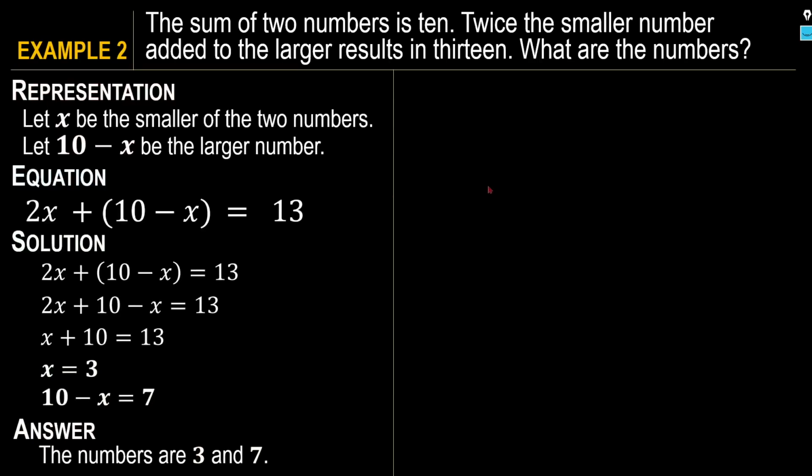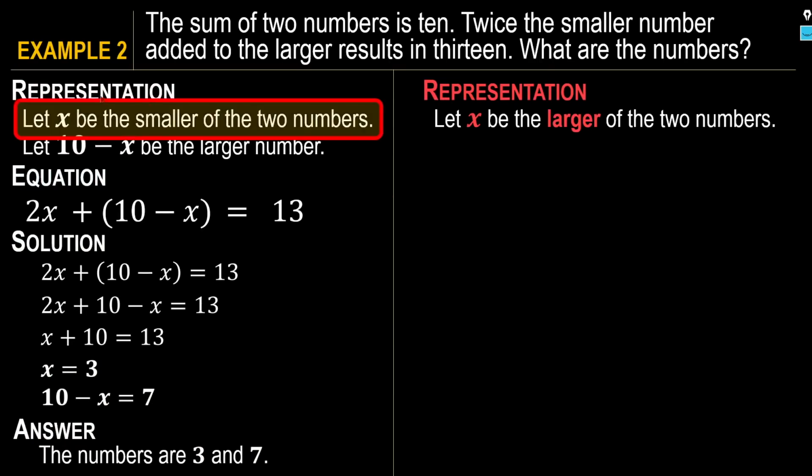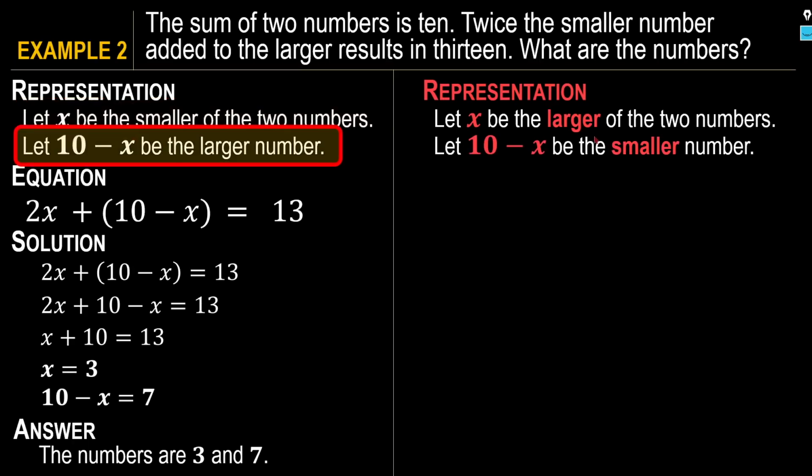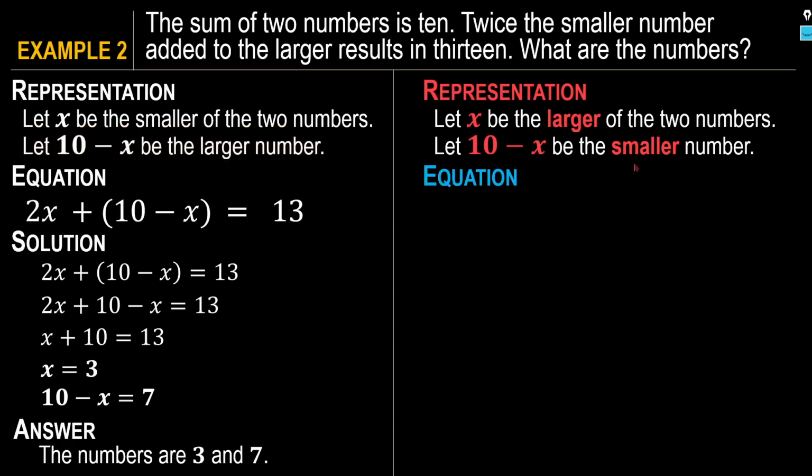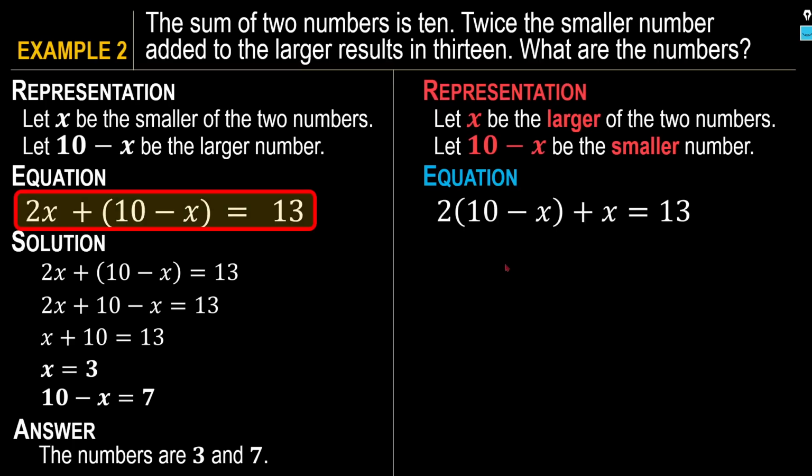If we did that, again, baliktarin natin. For my representation, instead of this line on the left, I will let x be the larger of my two numbers. Oh? And 10 minus x, kasi sum pa rin nila ay 10 eh. I will let that instead be the smaller. Now look at this. My equation would be different also. Because, look at the second sentence. Twice the smaller. Ano na yung smaller ngayon? 10 minus x. What is twice that? That's 2 times the quantity, 10 minus x, di ba? Oh, added to the larger. So it's not gonna look like this anymore. Instead, ganito na itsura niya dapat. Twice the smaller, added to the larger, results in 13. So it looks different.